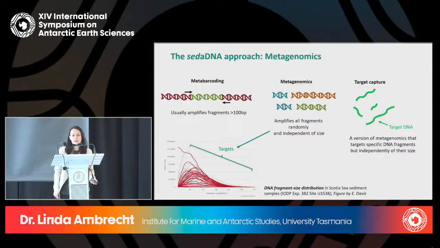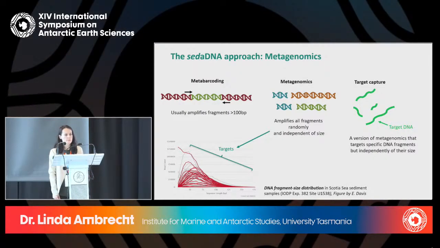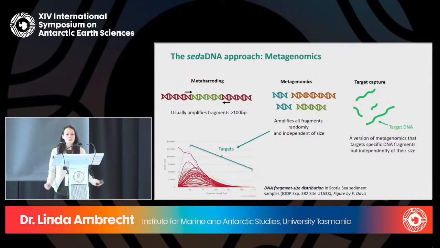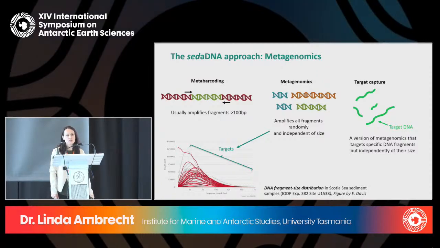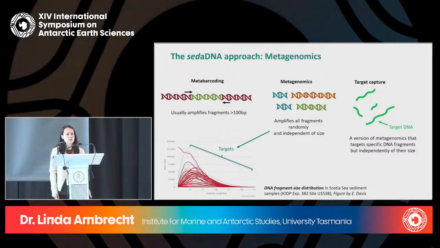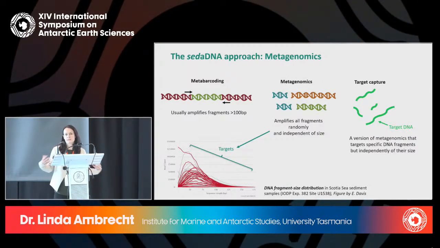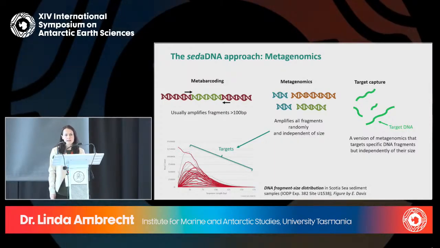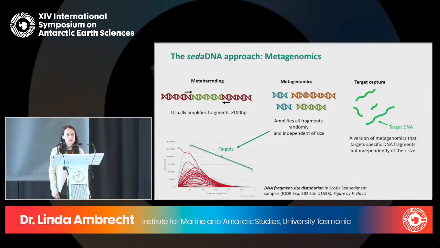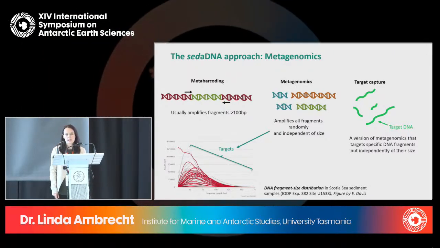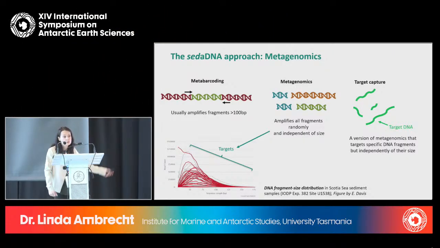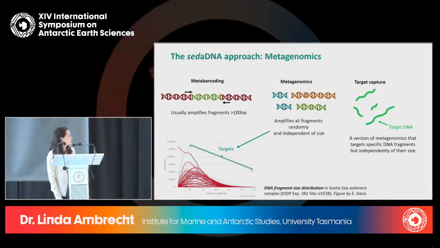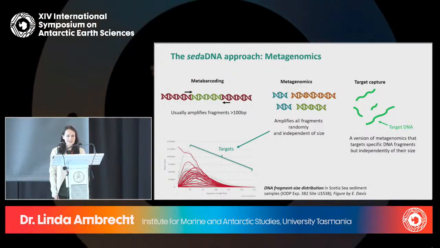Metagenomics also has disadvantages because it's really expensive. If you are amplifying and sequencing everything in your sample, but you are only interested, say, in diatoms, which might be like 0.01% of the entire community, and you pay $10,000 or so for a sequencing run, then that's a really huge waste of money. So that's not ideal in many cases.